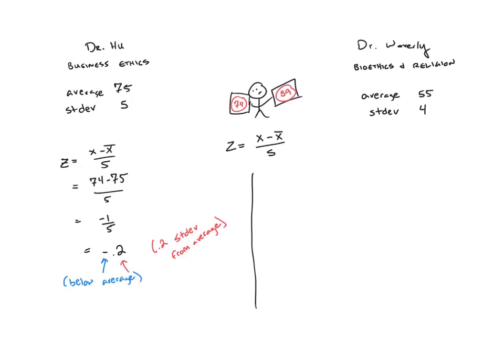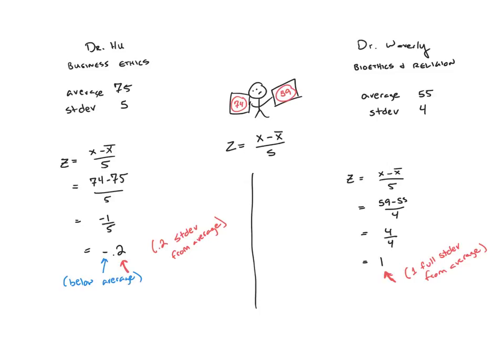Let's find the z-score for Dr. Waverly's class. To do this, I'll go ahead and I'll take my actual value x minus my average divided by my standard deviation, which will give me 59 minus 55 over 4, which is 4 over 4, or 1. This tells me I'm a full standard deviation away from average, which is kind of interesting because this says that I'm actually further from average getting a 59 on an average 55 test than getting a 74 on an average 75 test. So over here, I'm further from average than over here.